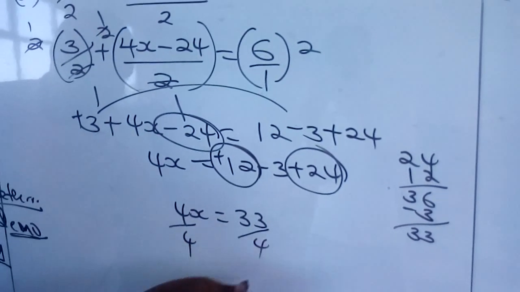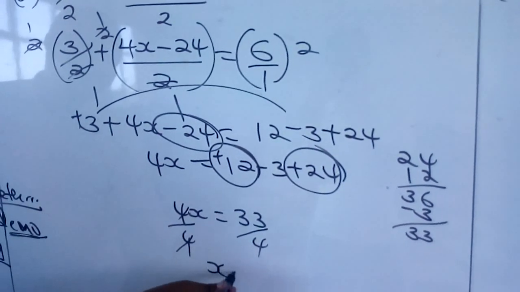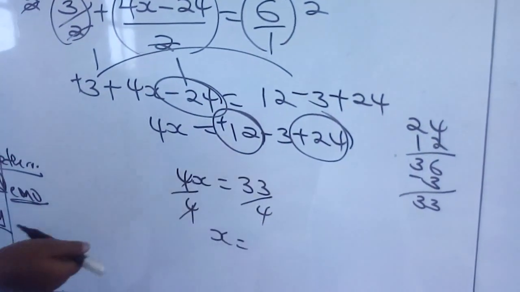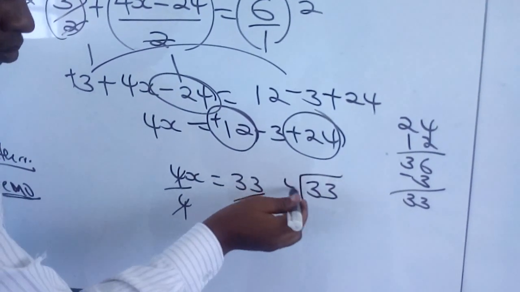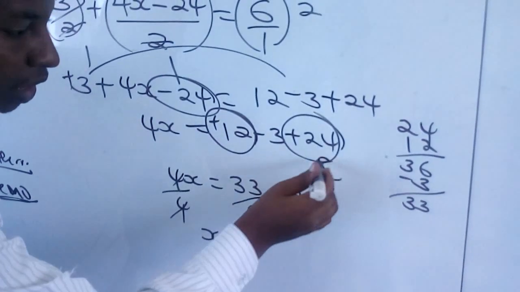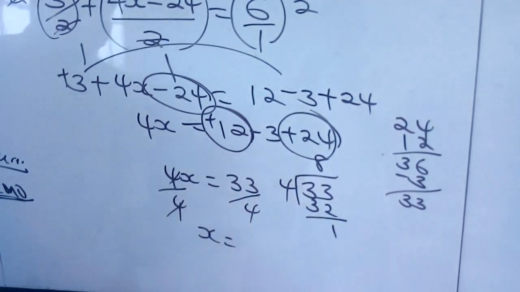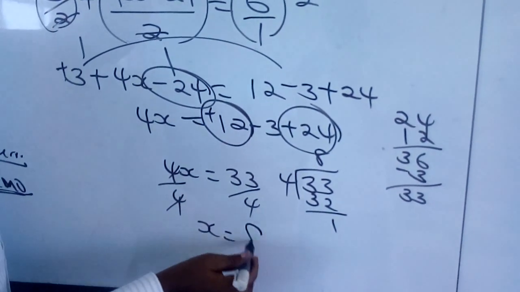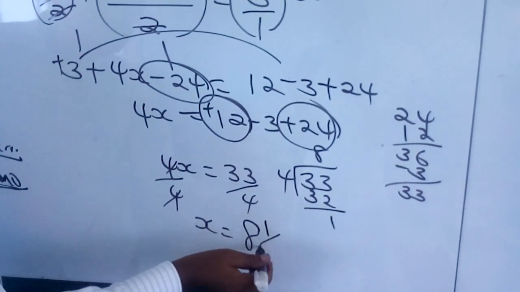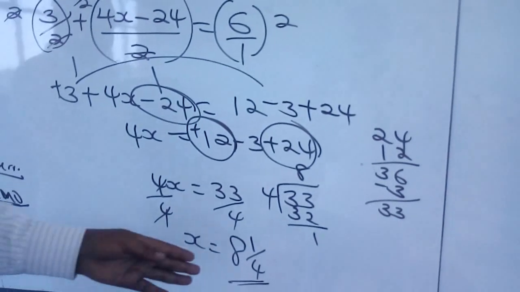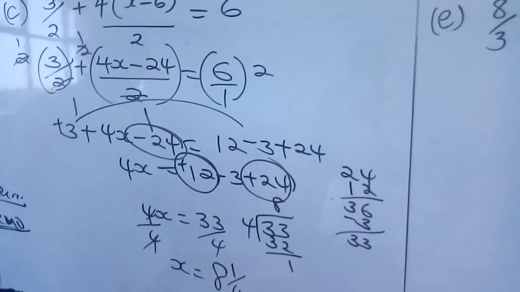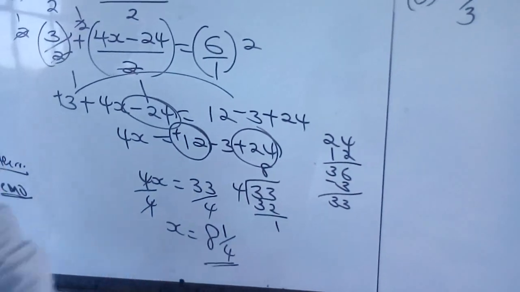Divide by 4 on both sides. So what is the value of x? How many 4s are there in 33? If you divide 33 by 4, you get 8 because of 32 remainder 1. So we have 8 remainder 1 out of 4. We don't say 1 out of 4, we say a quarter. So it is 8 and a quarter.